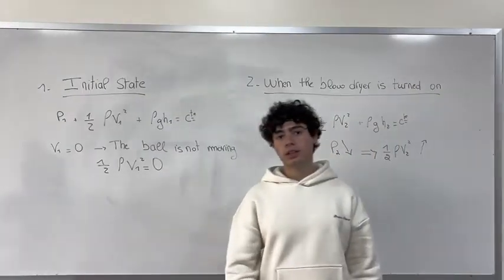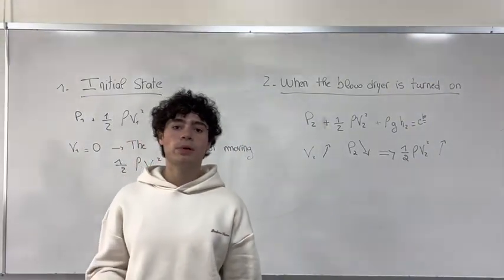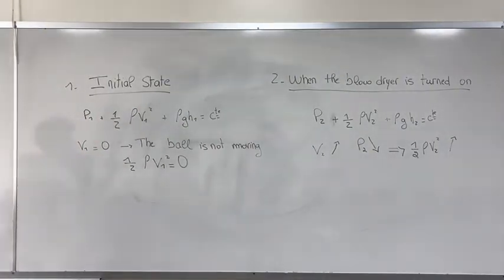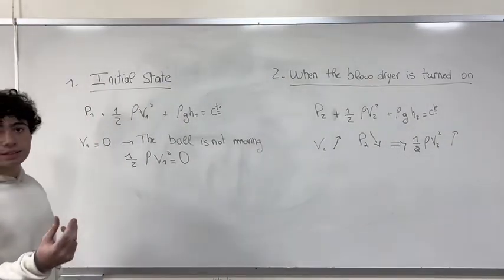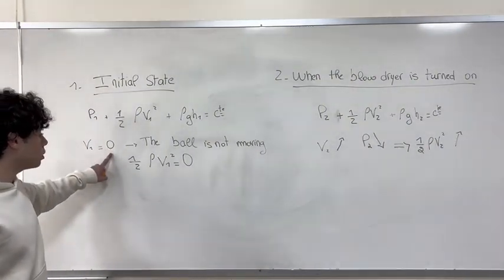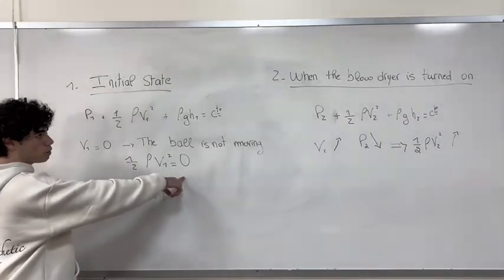I'm Munir Ghassan, and today I want to explain the experiment of the blow dryer and the ping pong ball. So, in the initial state, the ball is at rest. So when the ball is at rest, there is no kinetic energy. So V1 is equal to 0. And when V1 is equal to 0, all this term is equal to 0.